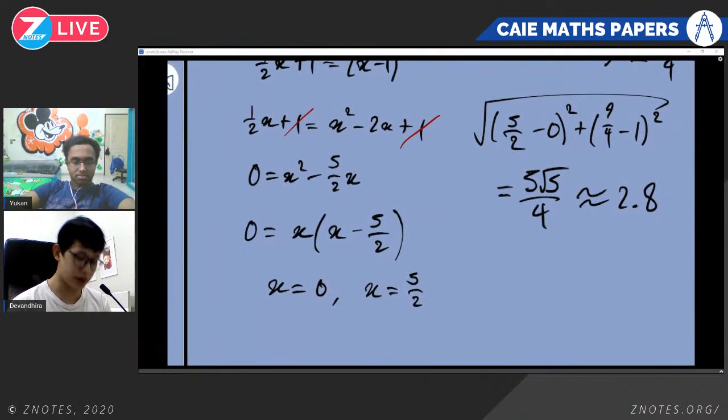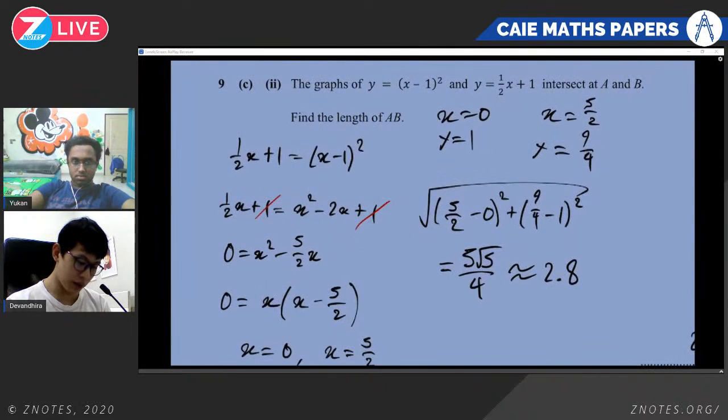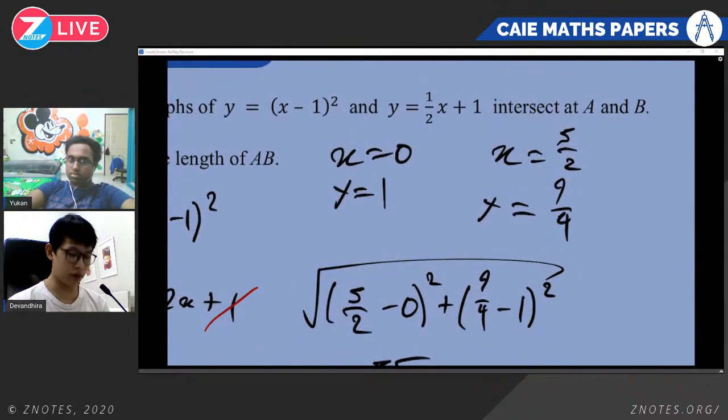All right. So there are two answers. x is equal to 0, and x is equal to 5 by 2. Because when you put 5 by 2 here, this whole thing becomes 0, right? So we have two answers here. Now we know what the x is. We just have to look for what the y is.